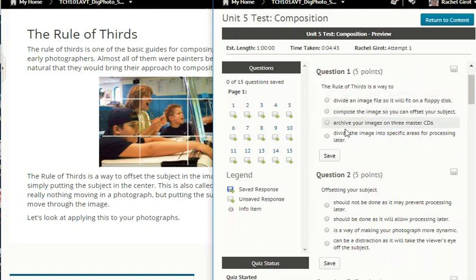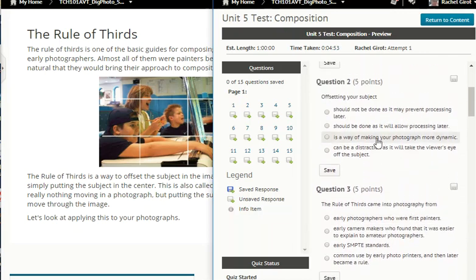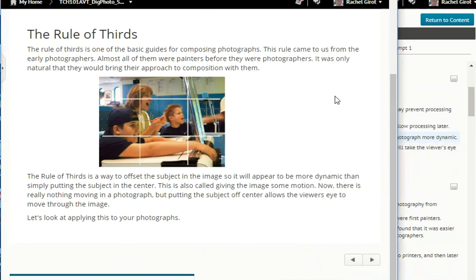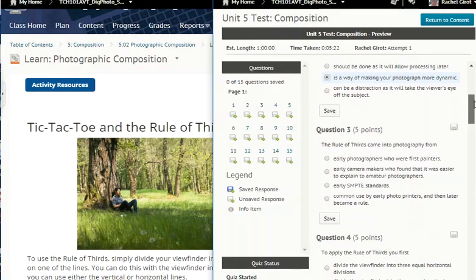So there we go. Divide an image, compose an image so it will offset your subject. Number 2. Offsetting your subject should not be done as it may prevent processing later. Should be done as it will allow processing later, is a way of making your photograph more dynamic. Can be a distraction as it will take the viewer's eye off the subject. All right, so being dynamic means there's movement, there's energy, right? And that was the purpose. Good job. 2 down. Let's find out what the third one is.